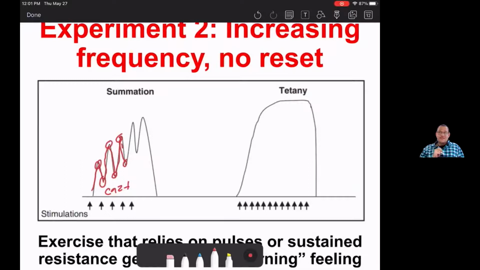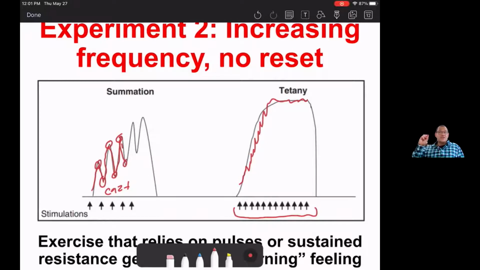Now, tetany, this is if you're just holding your muscle flexed. Because in this case, the stimulation is so frequent that the muscle can never reset and it just holds eventually. This is like holding up something. And it seems easy at first, right? But then eventually you start shaking because your muscle is still being stimulated. It's still doing work this whole time.